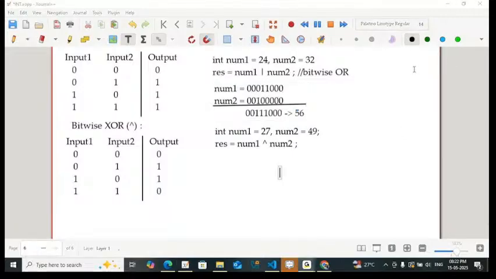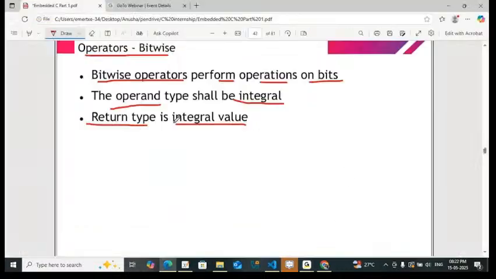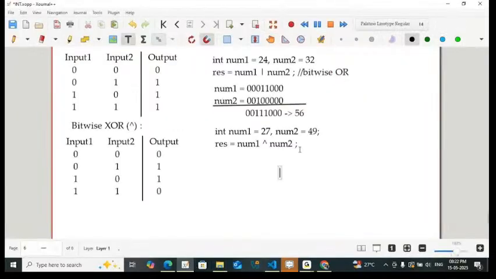Will the result be in binary or integer? It will be in integer form. So any bitwise operator, input is integer, output is integer. But while performing the operation, it represents the number in binary and then does it. So I have to represent num1 in binary, num2 in binary, then find the result. What is 27 in binary and 49 in binary?